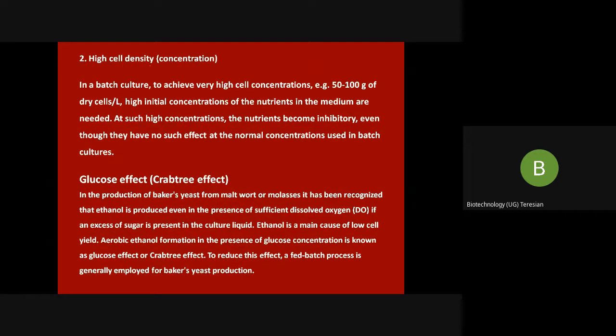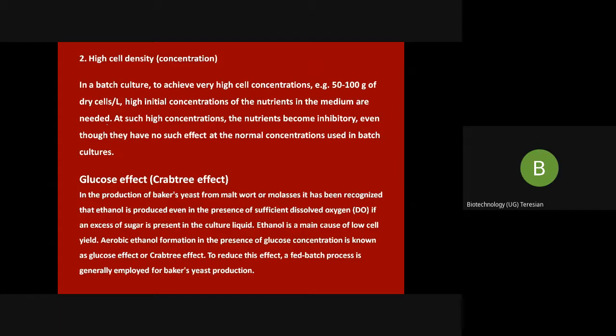High cell density concentration. In a batch culture, to achieve very high cell concentration, for example 50 to 100 grams of dry cells per liter, high initial concentrations of the nutrients in the media are needed. At such high concentration, the nutrients become inhibitory.